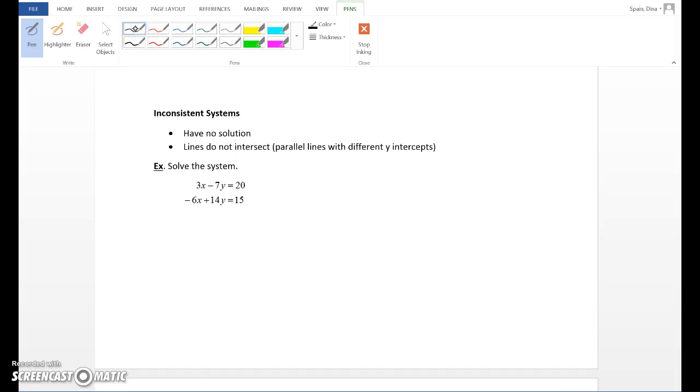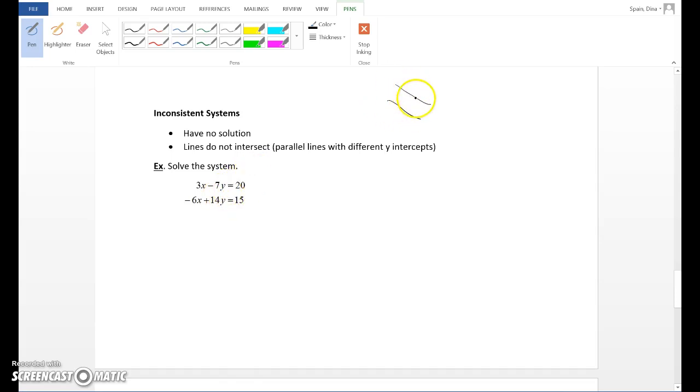Systems that have no solution will be called inconsistent, and that means that if you graphed them, the lines don't intersect, so they'd be parallel lines with different y-intercepts. They'd be two separate lines, just like that.